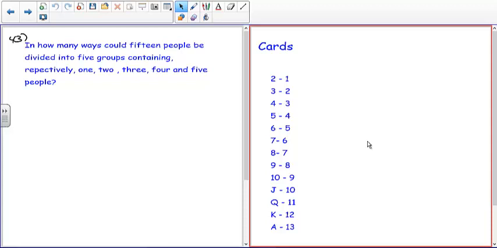4 suits, and how many cards in each suit? 13, yep. And how many face cards per suit? No, those are the numbered cards. Well, actually, it'd be 4, yeah. So it's Jack, Queen, King, and Ace. Count Ace.